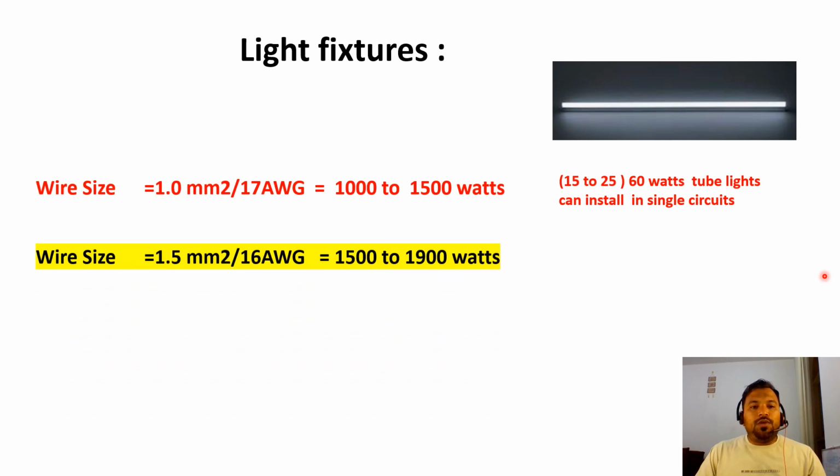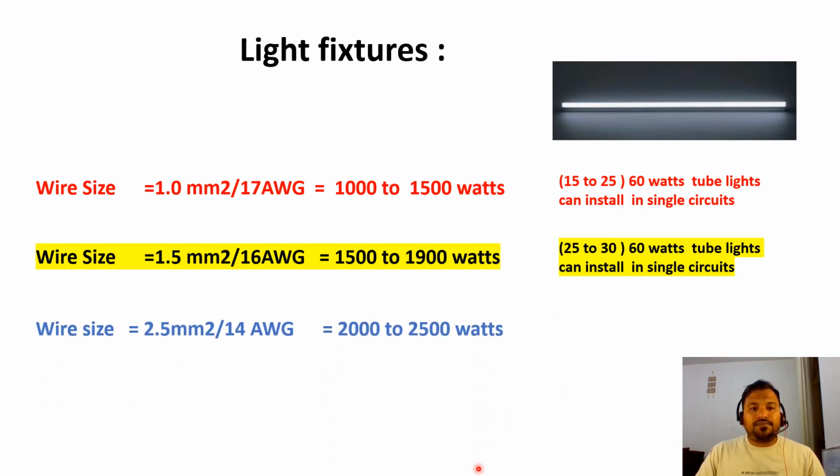For example, if you are considering 1.5 mm square or 16 AWG, then the load will be 1500 to 1900 watts, and it means you can install 25 to 30 tube lights of 60 watts. Then for wire size 2.5 mm square or 14 AWG, you can go up to 2500 watts, so you can install 30 to 40 tube lights of 60 watts. This is how we can choose the wire sizes for the light fixtures.